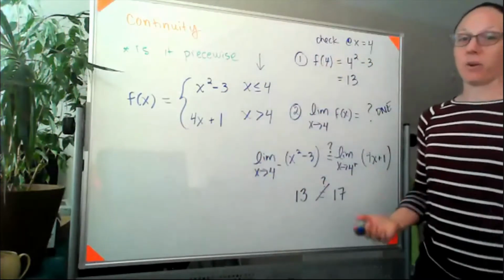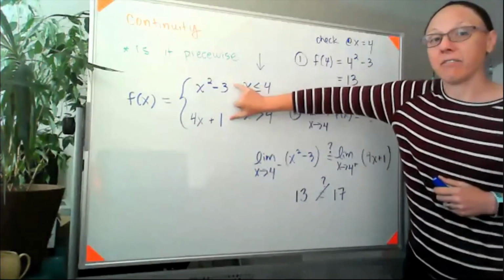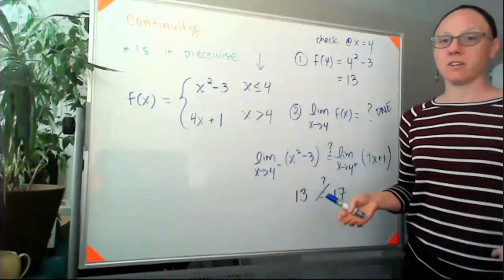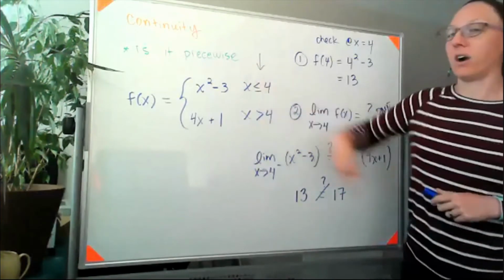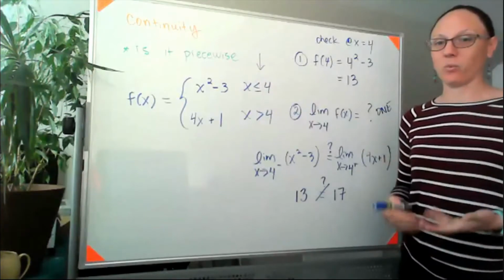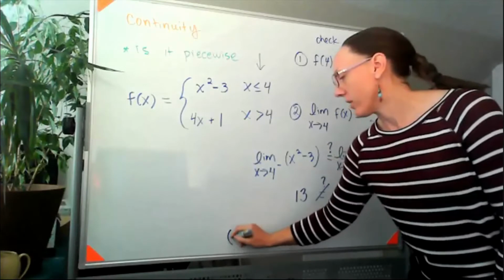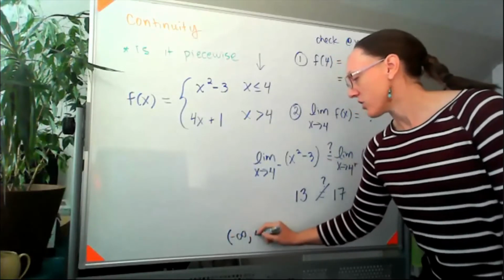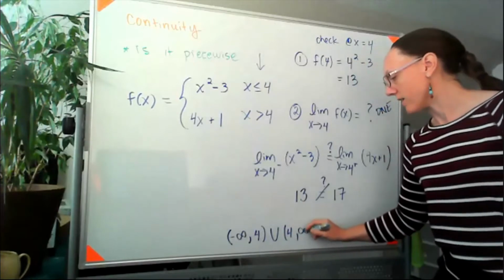Now for the how do I write that in interval notation? Both of these have a domain of all real numbers. So now we're just going in and we're punching a hole out at 4, because 4 is the only value we want to leave out. In interval notation, that means I'm going to go from negative infinity to 4, union 4 to positive infinity.